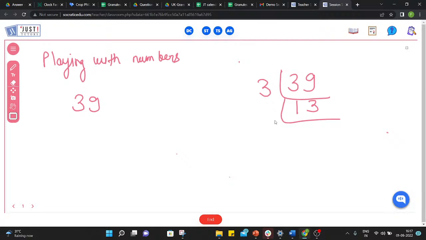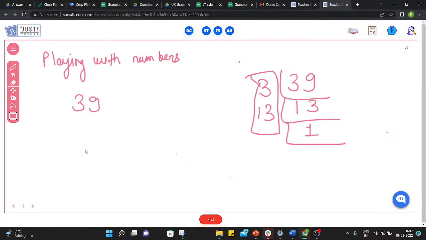13 is not in the 5 times table as well. It is not in the 6 times table. It is not in the 7 times table, 8 times table, or 9. That means 13 is a prime number. So when we get a prime number, we don't have to do anything. We just divide that number by itself and the answer will become 1.